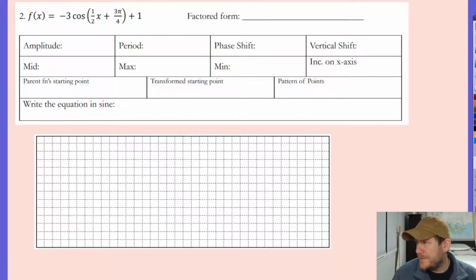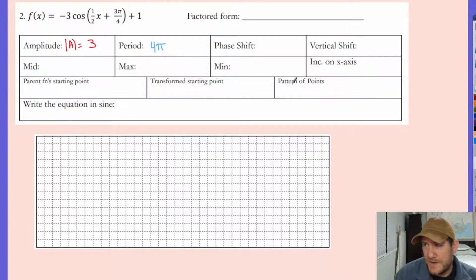So again, for the amplitude, we said amplitude cannot be negative. It's the absolute value of A. So our amplitude is 3, not negative 3. Our period is going to be 2 pi divided by the B value. Well, 2 pi divided by a half is 2 pi times 2, so it's 4 pi.